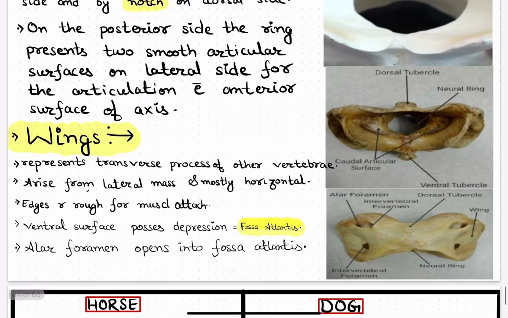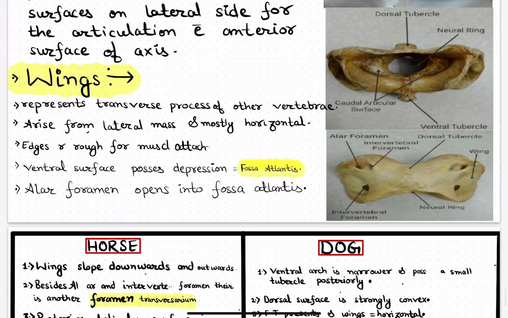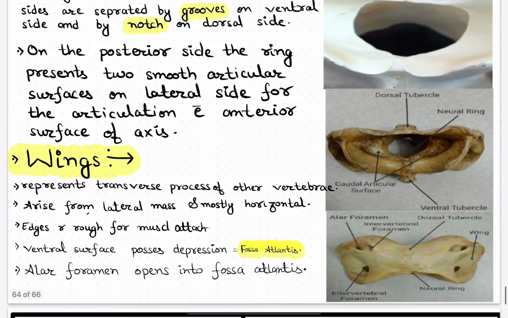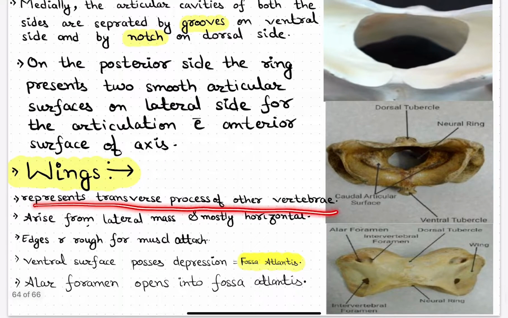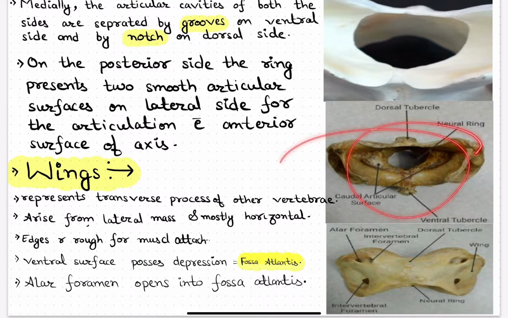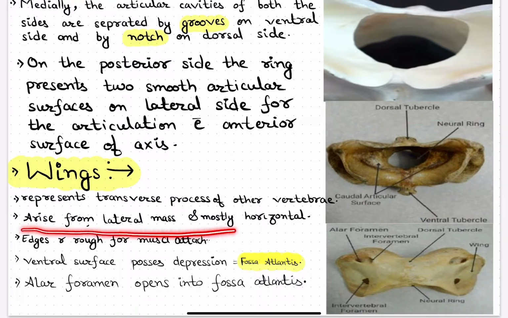Okay. Now let me come to the wings. Wings represent the transverse process of other vertebrae. That means if we talk about other vertebrae, their transverse processes are present in them, and if we talk about the transverse process in the atlas bone, that would be the wings. These arise from the lateral mass and they are mostly horizontal. But when we come to the species difference, we will see that the horse has downwards and outwards wings.